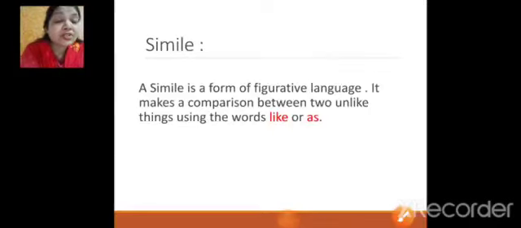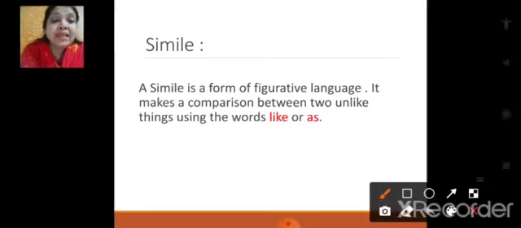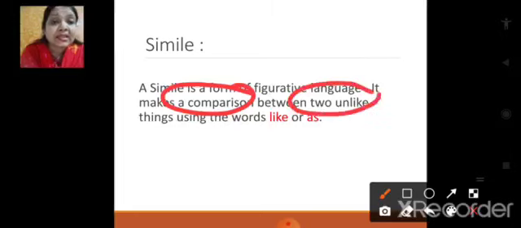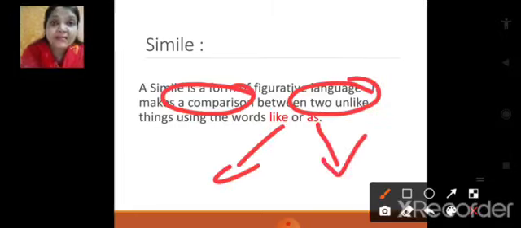Our topic today is simile. Now, what are similes? A simile is a form of figurative language. It makes a comparison between two unlike things using the words like or as. I repeat, children, it makes a comparison between two unlike things using the word like or as.